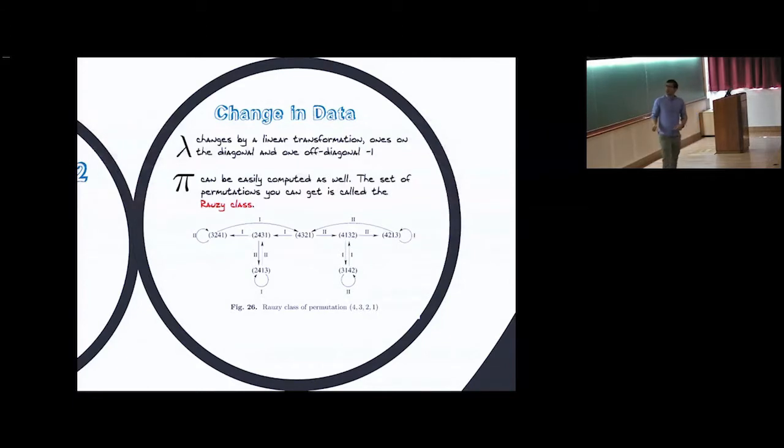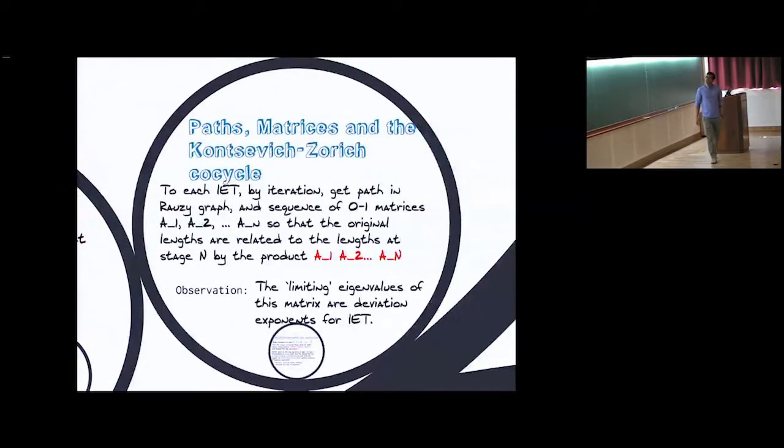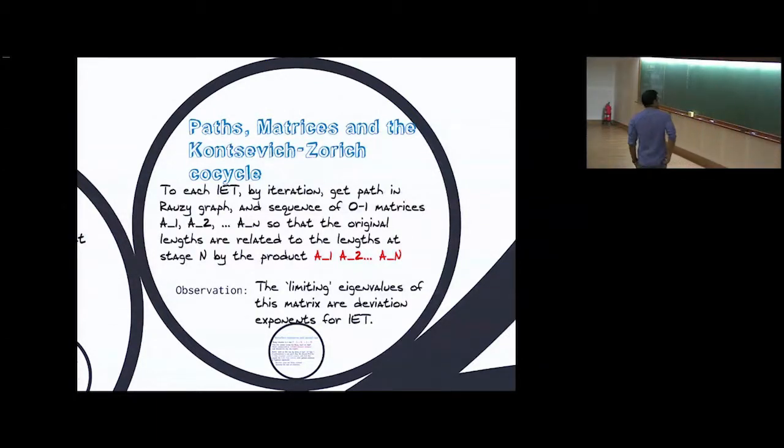And so what we're going to do is keep running our procedure, which will tell us how to run around on this graph, and we're going to multiply these matrices together, with mostly ones on the diagonal and these one off-diagonal entries, and see what matrix products we get. So to each IET, by iteration, we get a path in the Rauzy graph and a sequence of 0, 1 matrices, A1, A2, up to AN, so that the original lengths are related to the lengths at stage n by the product A1, A2 up to AN.